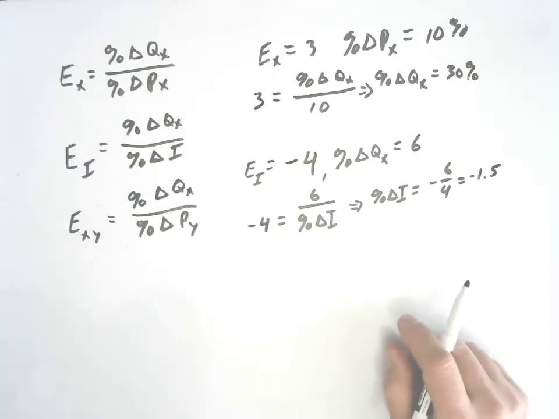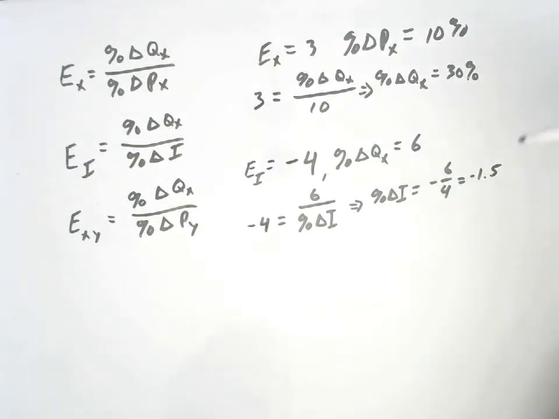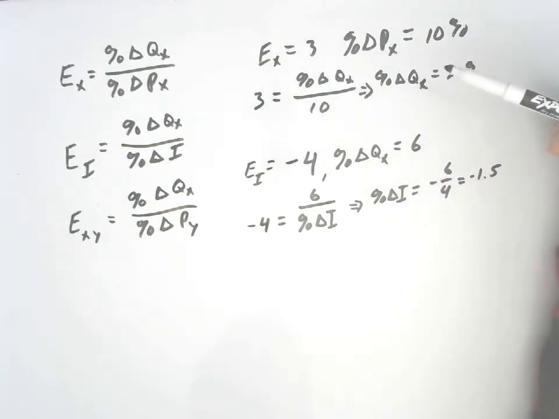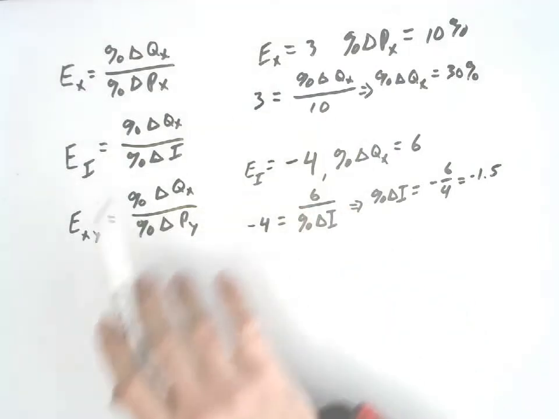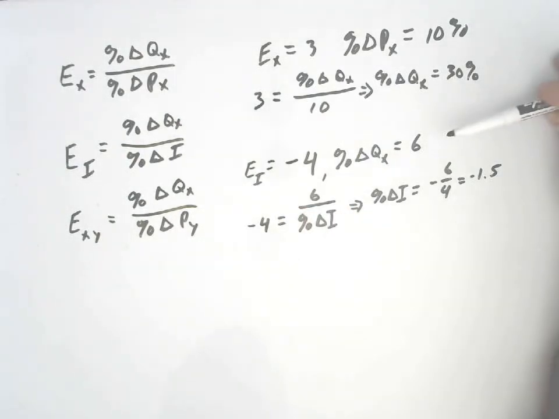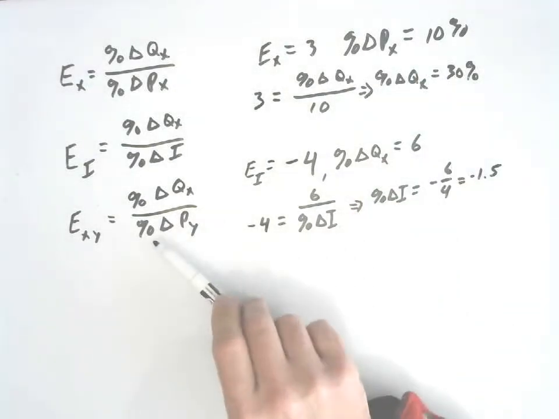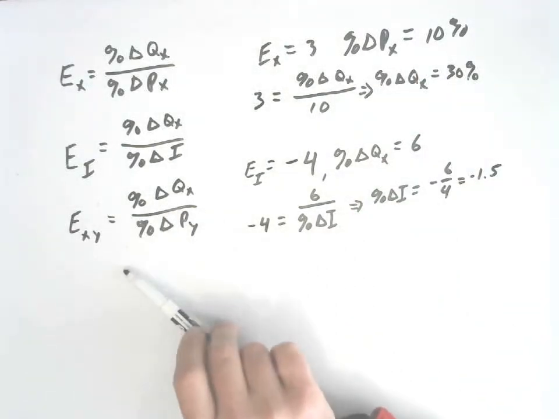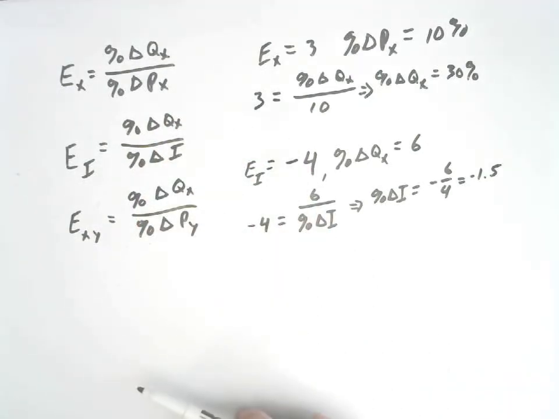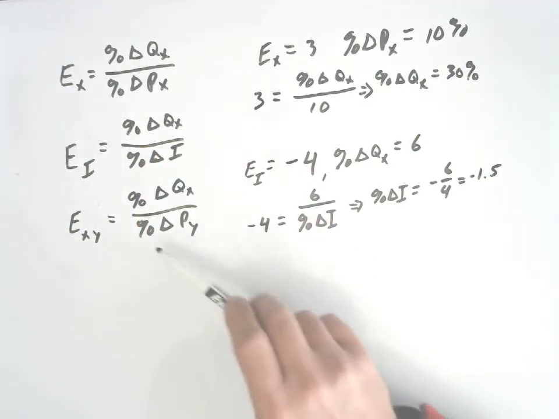1.5. Which makes sense because if I take 6 and divide it by negative 1.5, what do I get? Negative 4. So you see where this is going. Just remember that if you're given some limited information about one of these components, you can always back out the value of the other component.